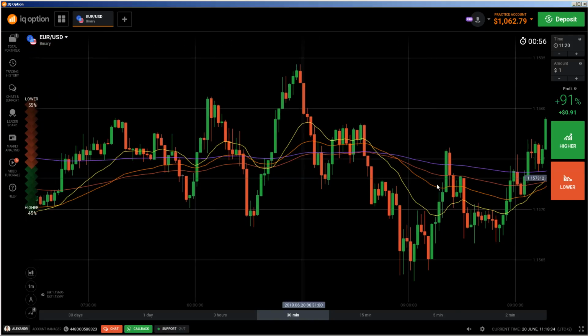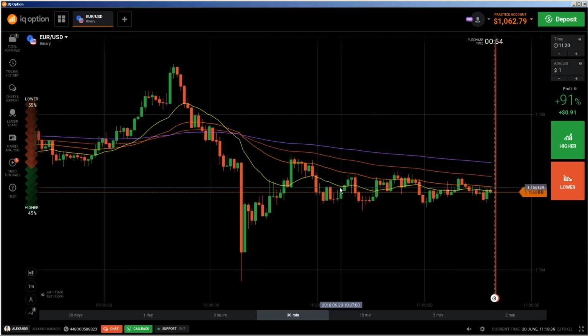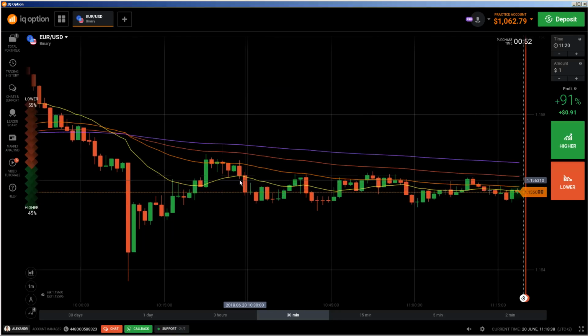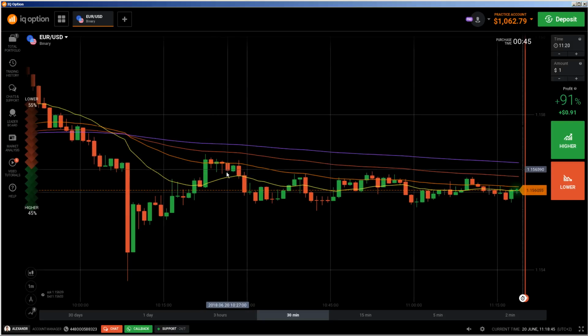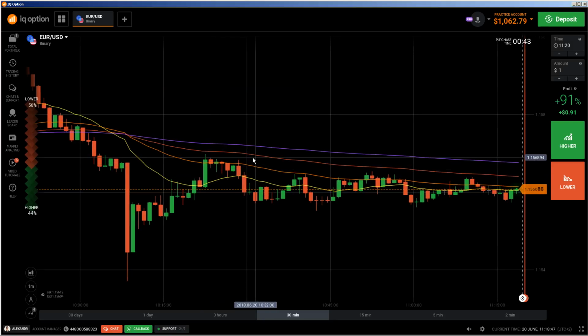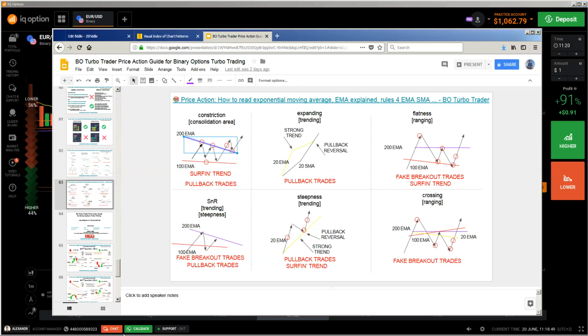The candlesticks should be greater. So that was the constriction. Yes, the same you see here also. Constriction: the 20 EMA and 50 EMA are converging. They are getting together, and then there will be the breakout. So let me show you the next.